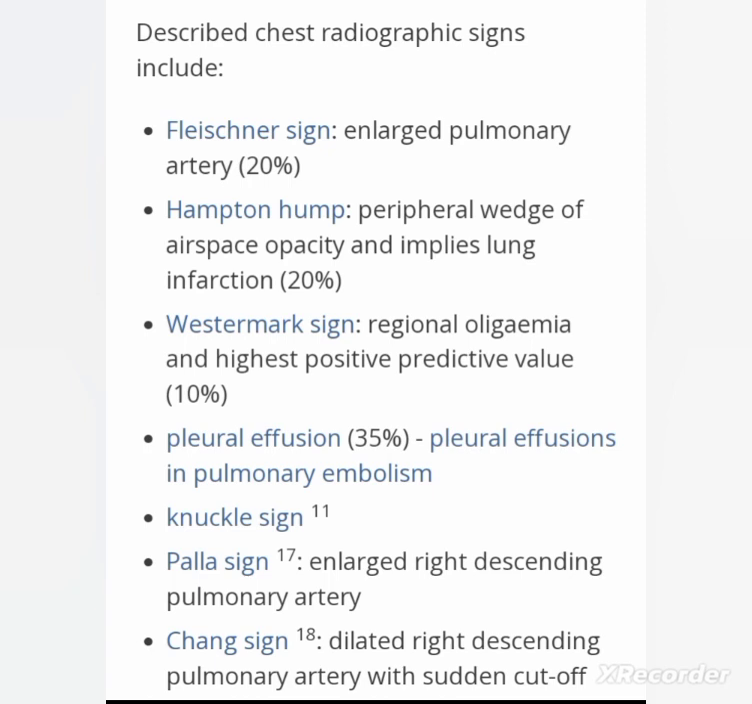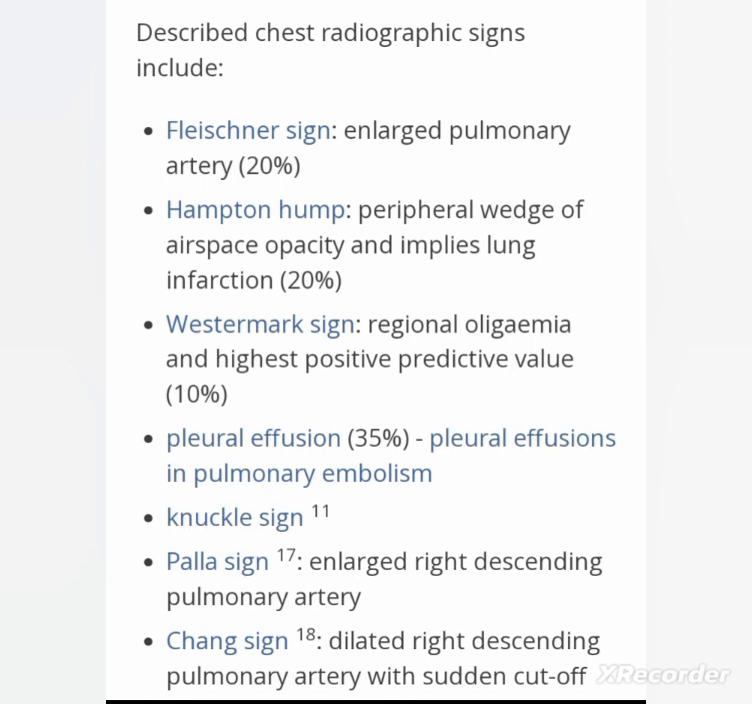Then Westermarck sign means regional oligemia and highest positive predictive value. So you just understand regional oligemia. Here in a particular region there will be decreased blood flow. That is known as the Westermarck sign, decreased blood flow to a particular area. Then pleural effusion means fluid collection in the pleural space. Then knuckle sign or the Palla sign means enlarged right descending pulmonary artery. Then Chang sign means dilated right descending pulmonary artery with a sudden cut-off.